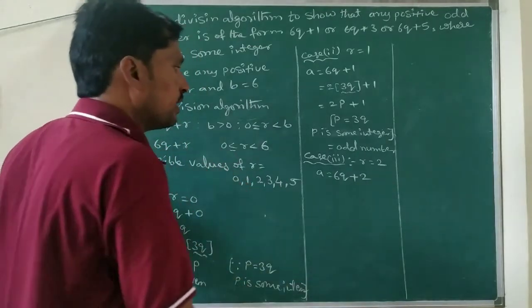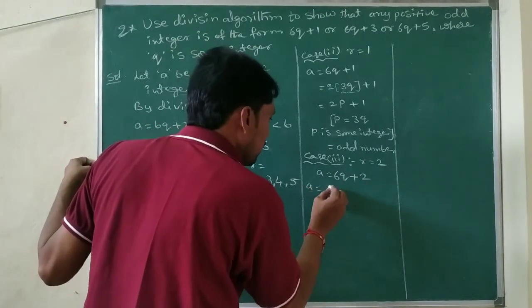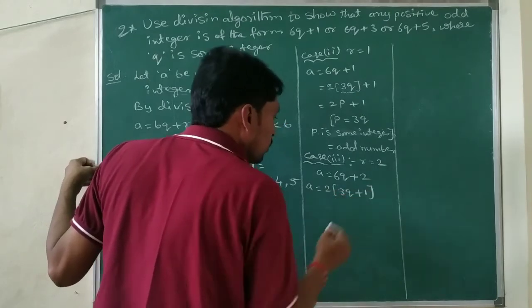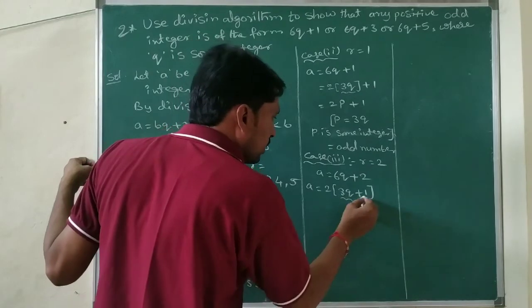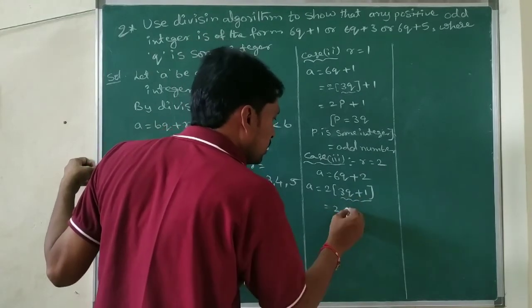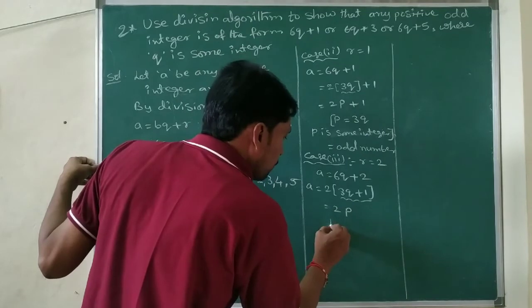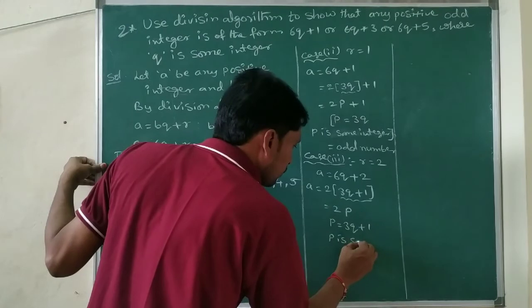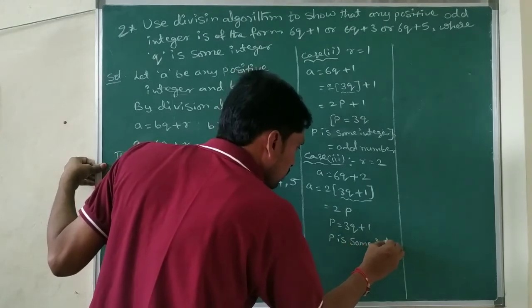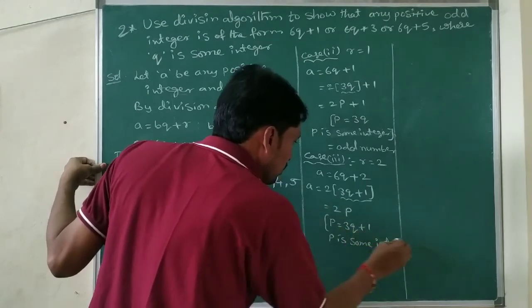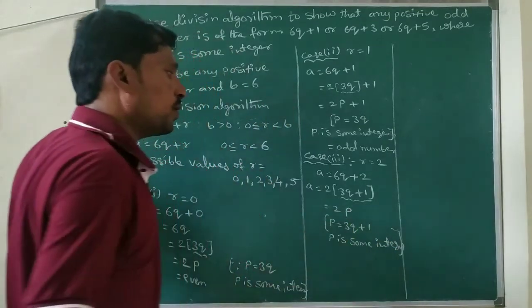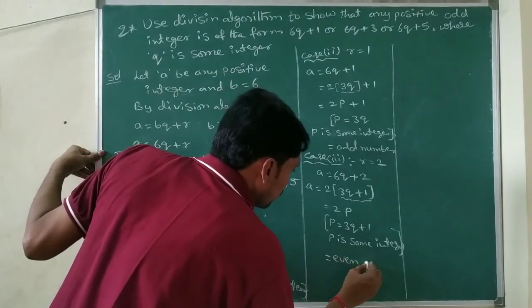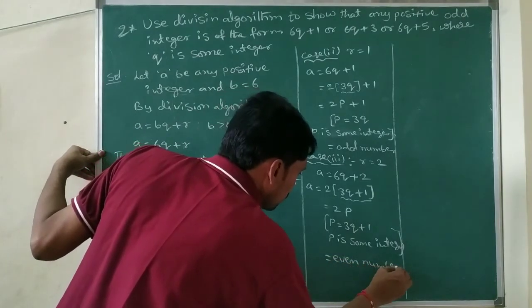In this you can take 2 as a common factor. A equals 2 times (3q plus 1). So here 3q plus 1 we are taking as some integer, that one p I am taking. So p equals 3q plus 1, p is some integer. So 2p is the general form of even integers only. So here we are getting an even number.